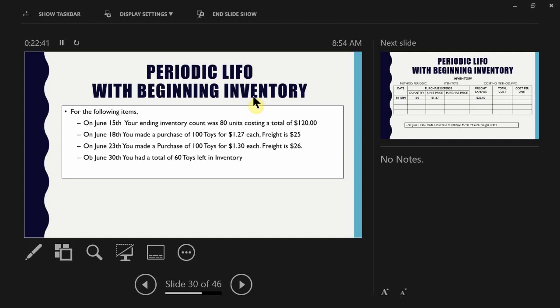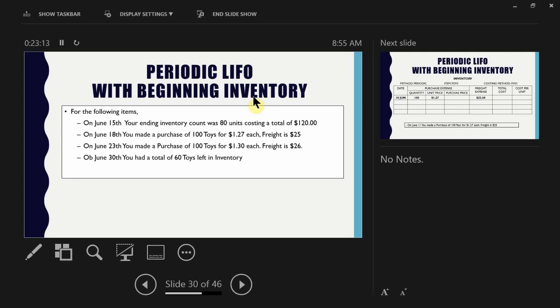So when we actually understand how LIFO works, we do not start from what we have in our inventory as is. We're going to understand that our purchases are actually going to be the ones that you sell out first. And then if it happens that we end up coming back to the beginning inventory, then that's what happens. But in this case, let's go through the scenario so that it makes a little more sense.